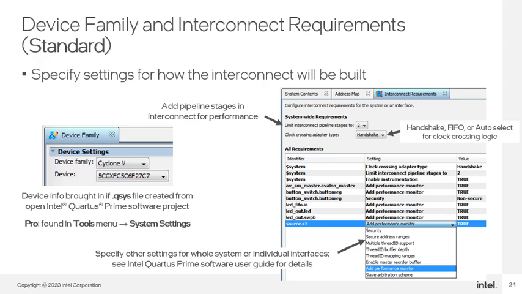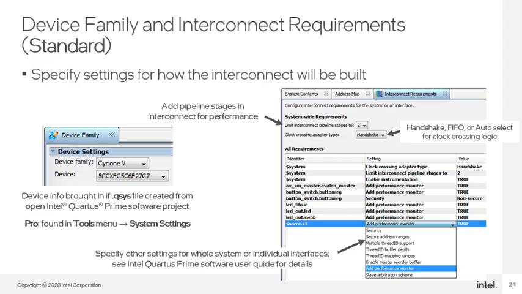You can change the target family and device if you want to optimize the generated output for a different device. Note that the exact part number is not needed to build a system, but it is still recommended to have it set correctly. In the Pro Edition, the device settings are located in the separate System Settings dialog found in the Tools menu. On the Interconnect Requirements tab, choose options that affect the implementation of the interconnect.